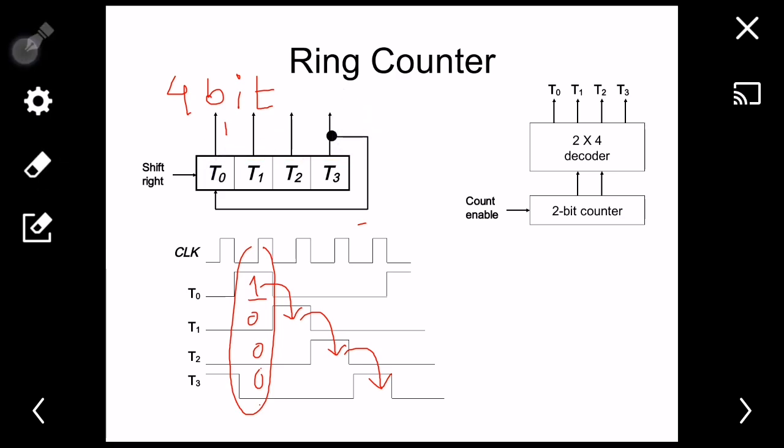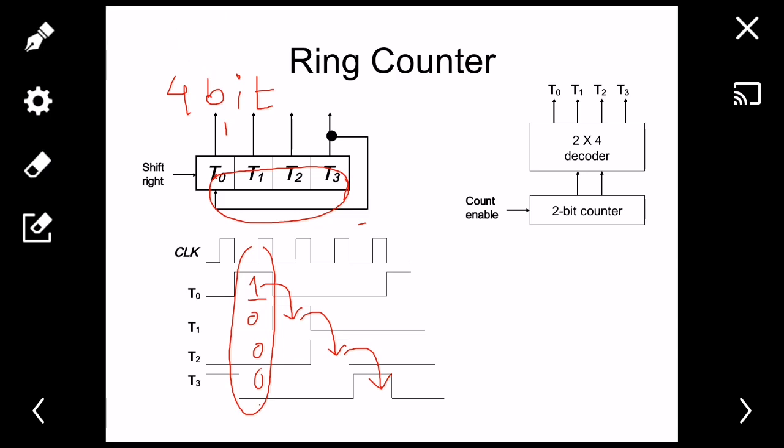Okay, so this is known as a ring counter because it is forming a ring, right? Going from t0 to t3, then again back to t0. So it's actually forming a ring, so that's why it is known as ring counter. So how can a ring counter be constructed?